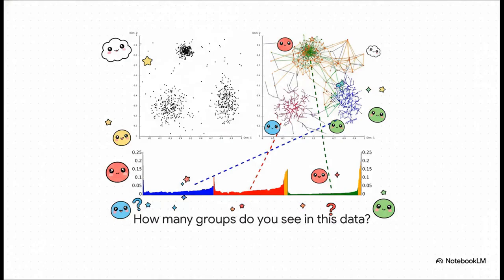Okay, so first things first, take a look at this. How many different groups of points do you see? Your brain probably spots 3, maybe 4, pretty much instantly, right? But here's the thing. Teaching a computer to see those exact same groups is a surprisingly tough challenge, especially when their shapes and densities are all over the place.